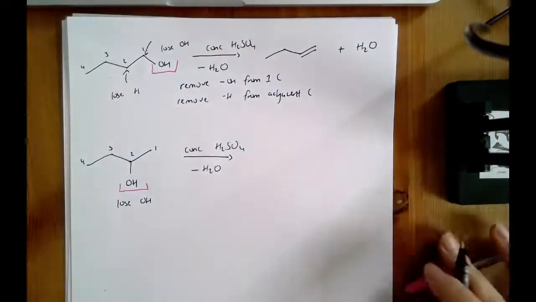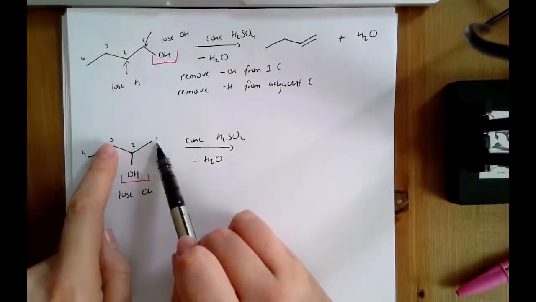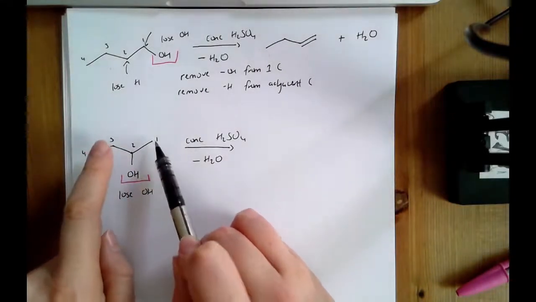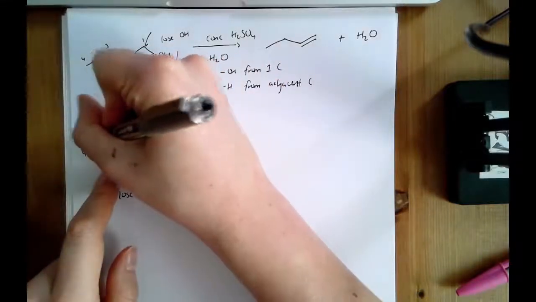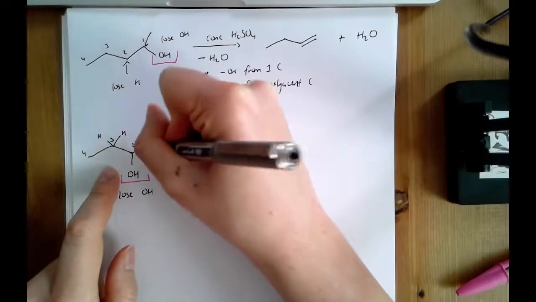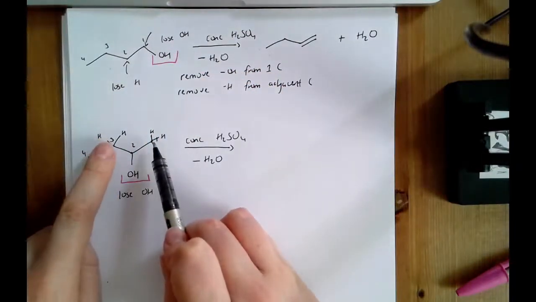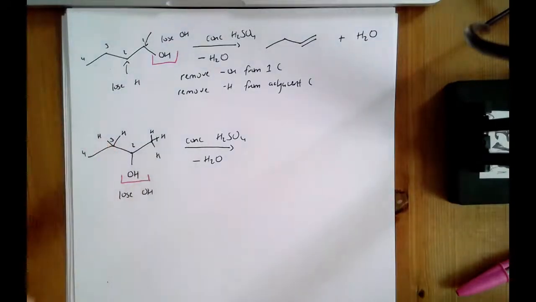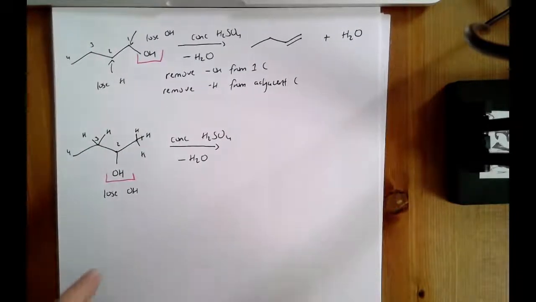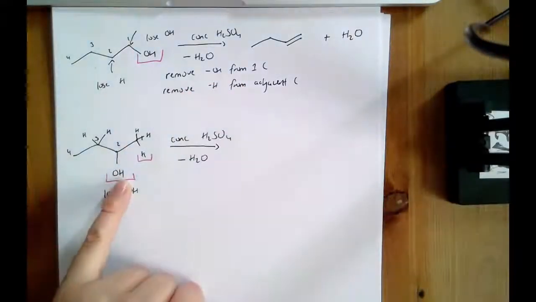But I need to lose hydrogen from an adjacent carbon. Now, carbon number 2 is bonded to 2 other carbons, carbon 1 and carbon 3. Carbon 3 has got 2 hydrogens. Carbon 1 has got 3 hydrogens. Both adjacent carbons have a hydrogen, so either of these carbons can lose that hydrogen, and you can form 2 different products. So I'm going to assume that it's carbon number 2 losing OH and carbon number 1 losing hydrogen.